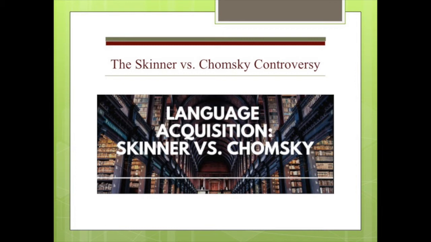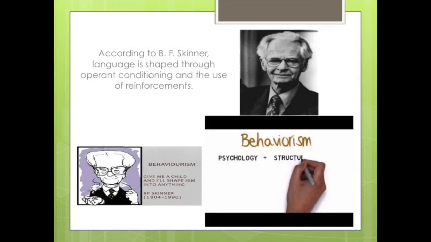While Skinner was right about a great many things, he was incorrect to assert that behaviorism could account for the entire language learning process. According to B.F. Skinner, language is shaped through operant conditioning and the use of reinforcements. Skinner was correct in thinking that children's speech development can be encouraged and shaped by behaviorism, but he was incorrect to assert that there would be no physical structure in the brain specific to language acquisition, and that behaviorism could account for the entire language learning process.